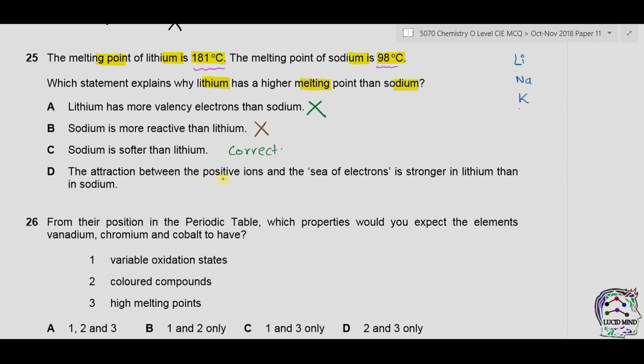D. The attraction between positive ions and sea of electrons is stronger in lithium than in sodium. Now this is the definition of melting point. As the force of attraction is stronger, so the melting point will be higher in lithium as compared to sodium. Correct answer is therefore D.